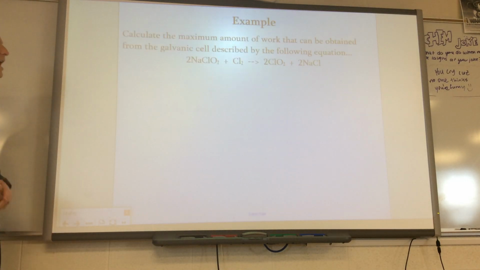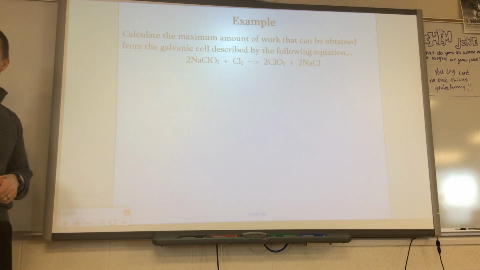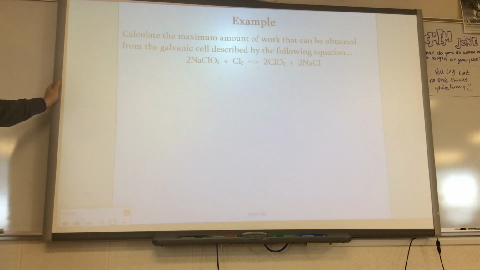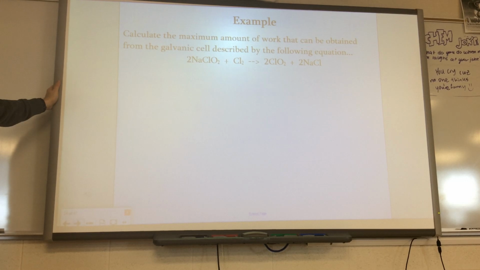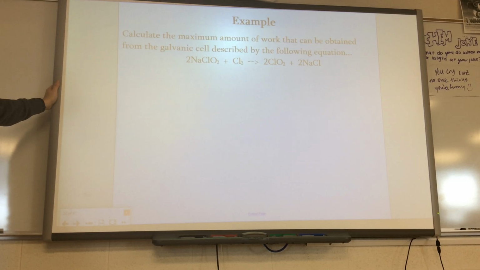So this example, it looks harmless enough. It's just a short little thing. But take a look at it. Calculate the maximum amount of work that can be obtained. In other words, delta G, that provides the energy for the amount of work that can be done, from the galvanic cell described by the following equation. And then we have that chemical equation. That chemical equation's got some nasty to it.